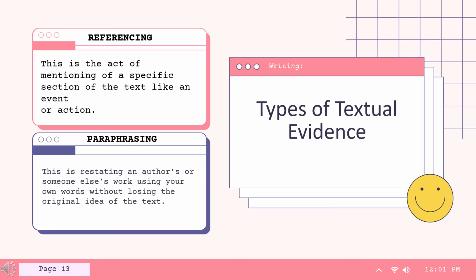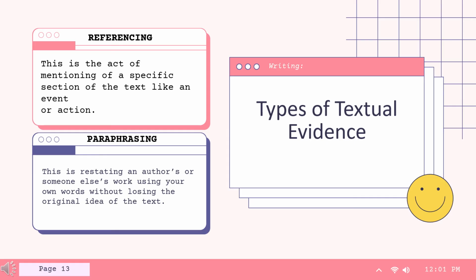Now, let's have the different types of textual evidence. Since we are talking about citing evidence, there are many ways on how to cite evidence, and there are four types. First is what we call referencing. It is an act of mentioning a specific section of the text, like an event or action.